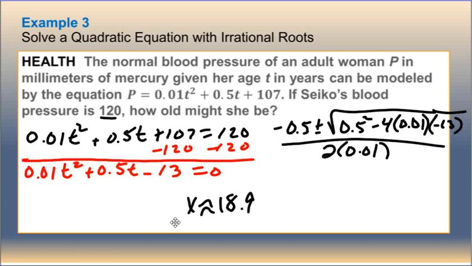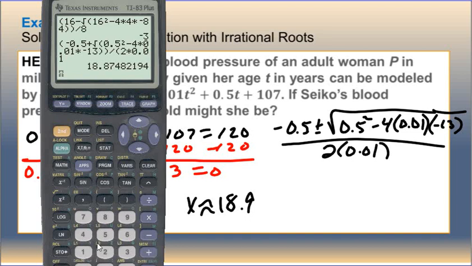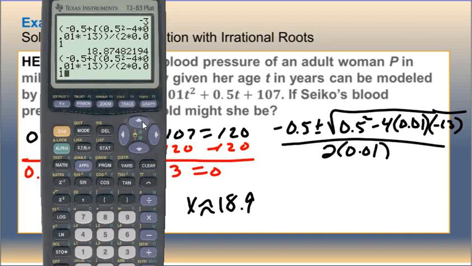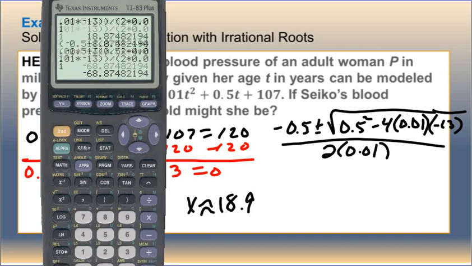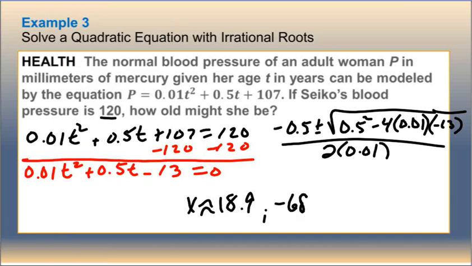And then finding the other one, hit second, enter, put a minus sign here, hit enter, we get negative 68.9. Since we are finding the age of a person, we can't have negative answers. So negative 68.9 wouldn't make sense. So the rough estimate of her age would be about 18.9 years, or if you did it to the nearest year, it would be 19 years old.